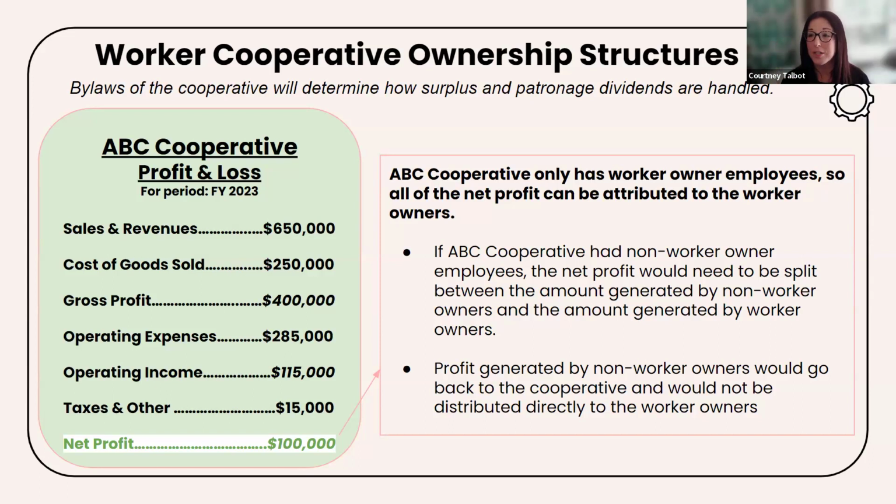So this goes back to our bookkeeping point: you would need to make sure your bookkeeping, when your payroll was being generated, was done really well to indicate hours for non-worker-owners and for worker-owners. So you would figure out how much of the net profit was attributable to the worker-owners, and that's the figure we would move forward with, okay? Profit generated by non-worker-owners would just go back into the cooperative, and it would not be distributed to the worker-owners. It would stay within the company, okay?